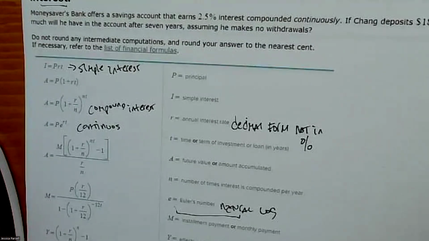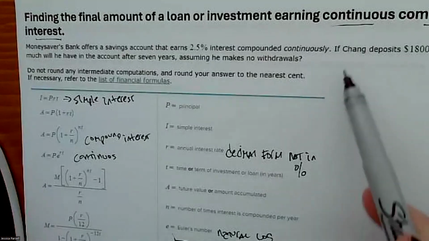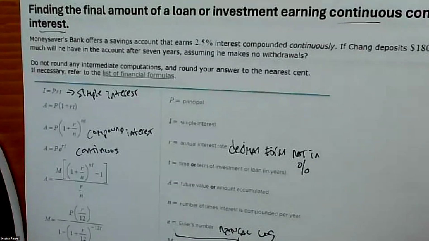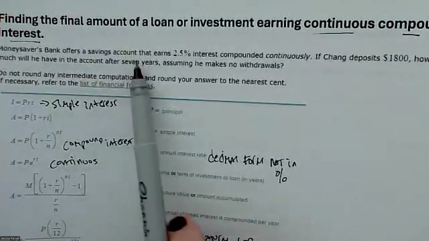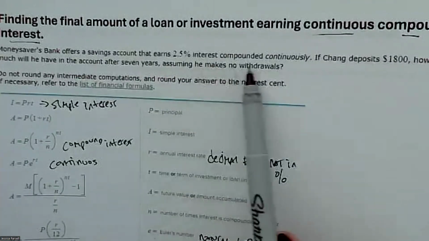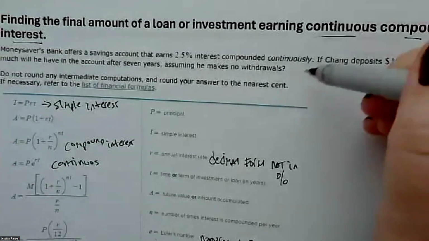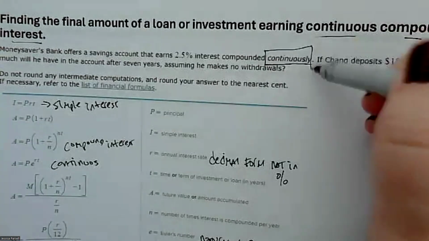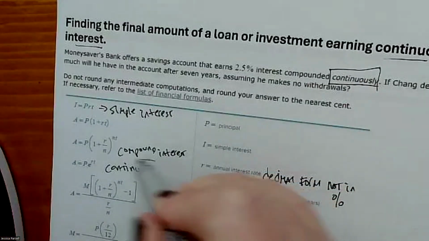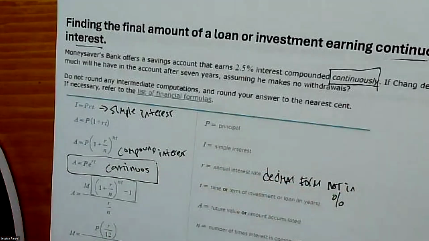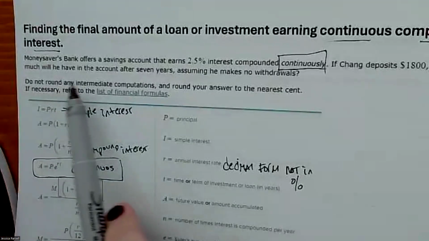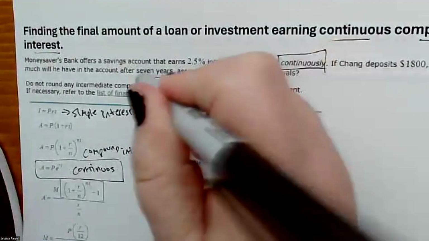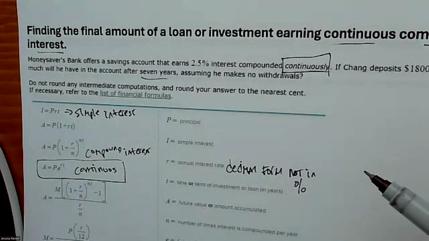Okay, so here's the challenge. We got Chang. Chang's depositing $1,800. So what is Chang doing here? Money Savers Bank offers a savings account that earns 2.5% interest compounded continuously. As soon as I see this word here, I'm thinking about this formula, continuous interest formula. If Chang deposits 1,800, how much will he have in the account after 7 years, assuming he makes no withdrawals?